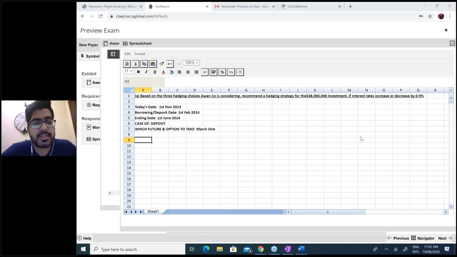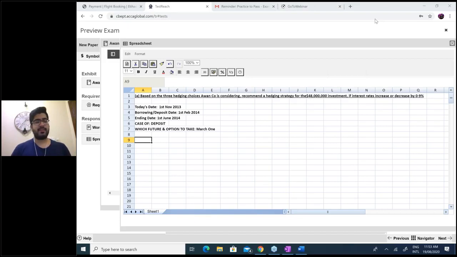Evelyn, we have two cases in interest rate risk management. Either we will be tested on the case of deposit or the case of borrowing. So you need to decide whether the question is of borrowing or deposit. And if you need to borrow or deposit on 1st Feb, you have to take from December, March, June, September. Which future option? Obviously, if you have to deposit or borrow on 1st Feb, take the next one, March. Yes, Princess, it's there. Okay.